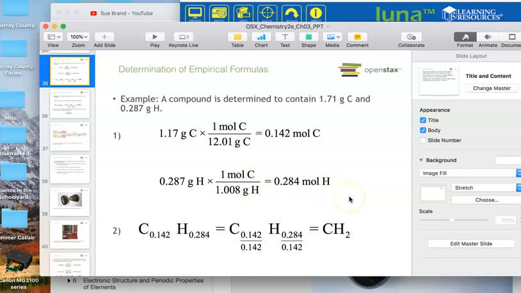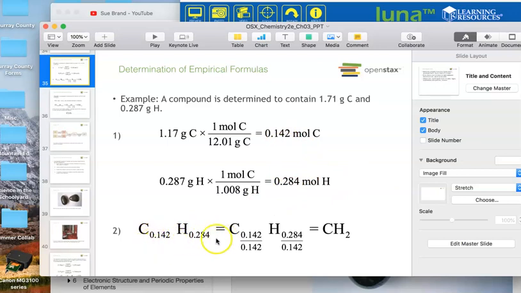And then so that's the second step, mass to moles. And then the third step was divide by small. So what we're going to do is look at the number of moles for each element and look at which one's the smallest. So the one that's the smallest is 1.42. Okay, so divide by small means that we divide the number of moles by the smallest number of moles.